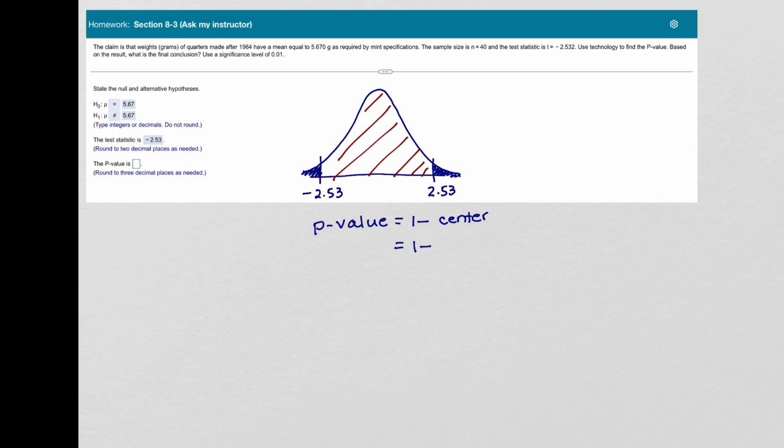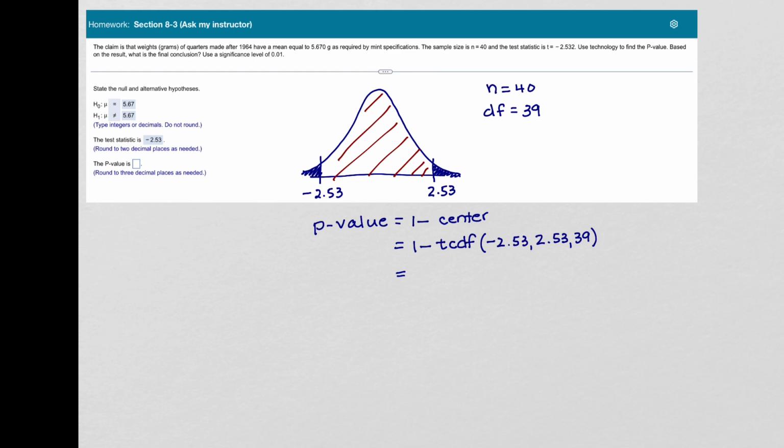So how do we find this? We're going to use the t-CDF, because we're using the t-distribution. We have to give the boundaries, the left and right boundaries, so that's negative 2.53 to positive 2.53. And then I give the degrees of freedom. Our sample size is 40, so our degrees of freedom is 39. So we'll put 39 in there.